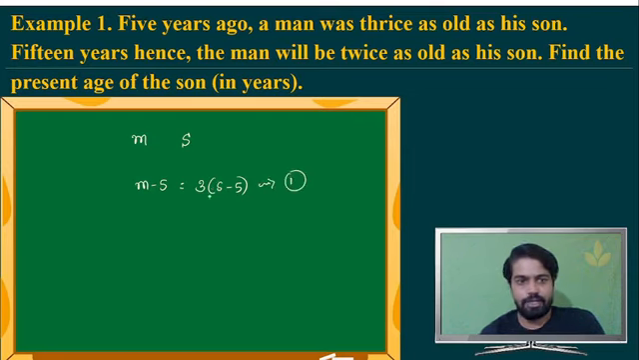One equation is there. 15 years hence it is m plus 15. The ratio becomes: the man will be twice as old as the son, so 2 times s plus 15. Second equation. And we need to find the age of the son.